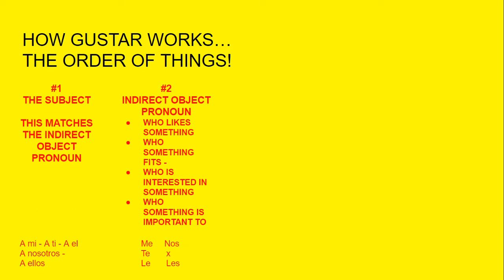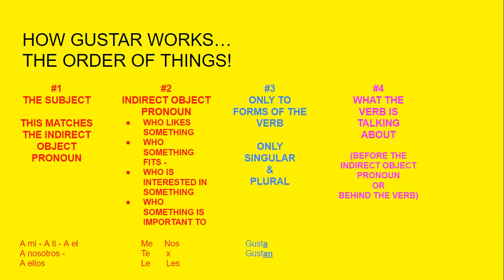The next part is that the only forms of the verb are singular and plural. So for gustar, it's gusta and gustan. So there's only two forms. And this is of course in the present tense. There are other endings and other forms. And then number 4 is what the verb is talking about.